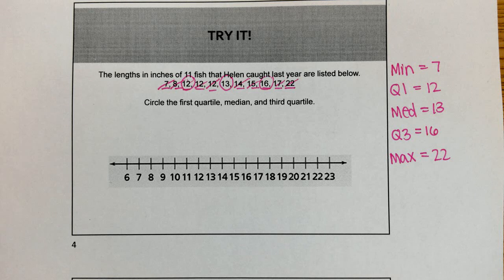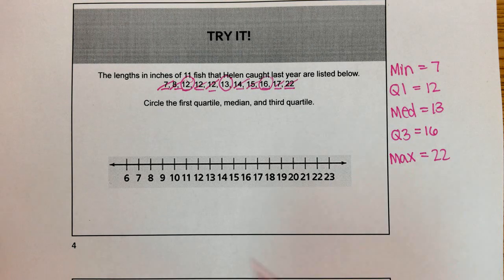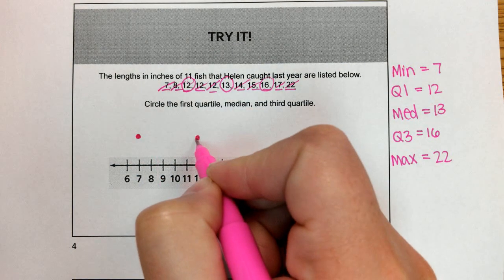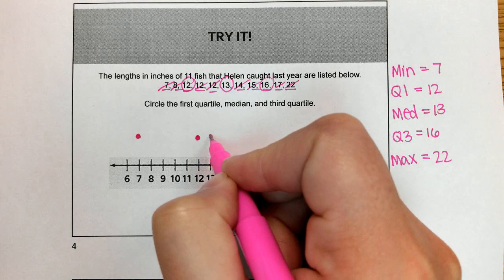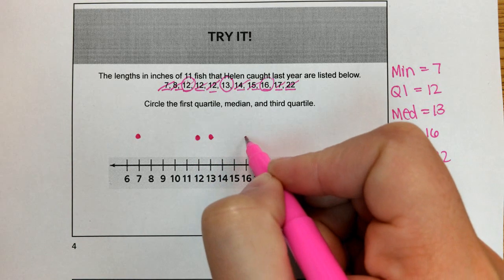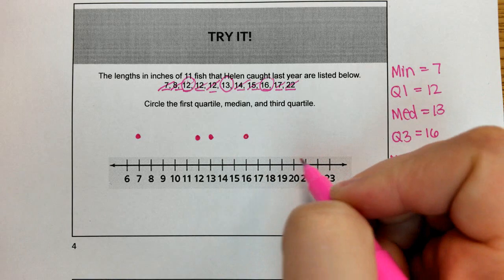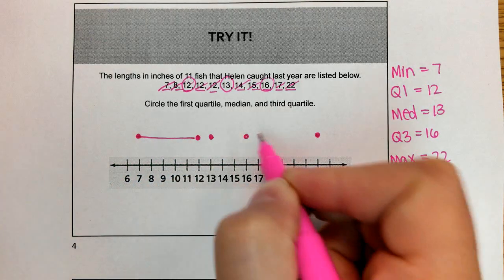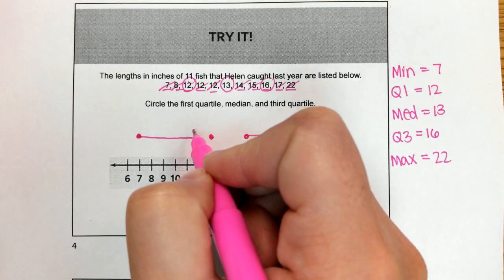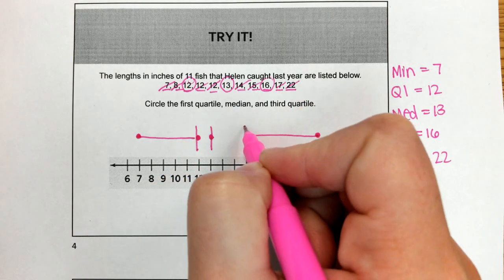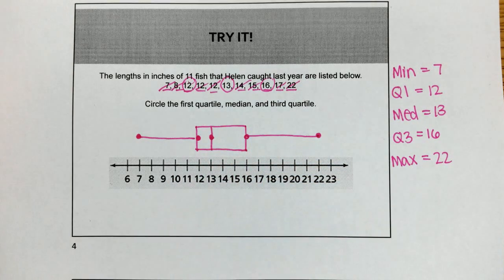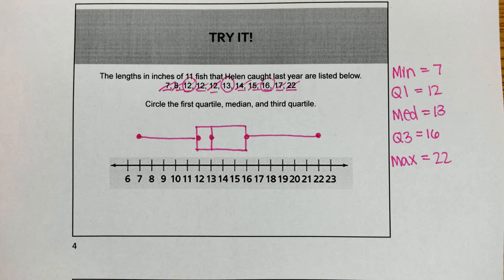So now I'm going to go and find or plot those numbers above my number line. So 7, 12, 13, 16, and 22. Whiskers for the first 2 numbers and the last 2 dots. And then 3 vertical lines in the middle, 3 dots to create my box. So your box should look like this.